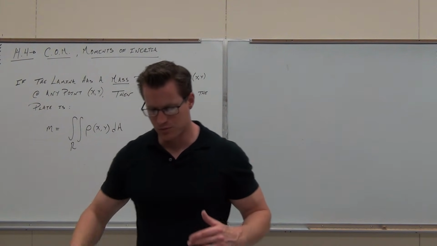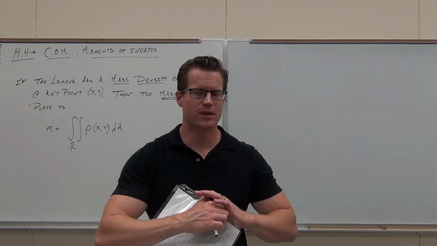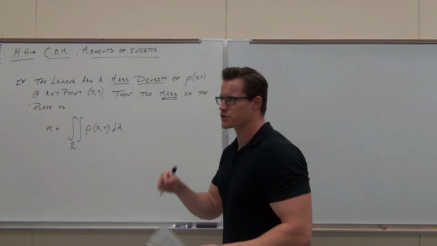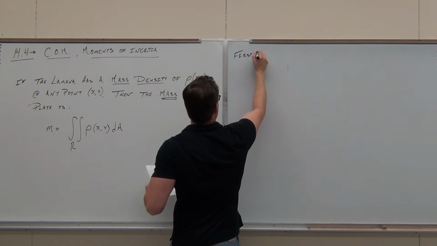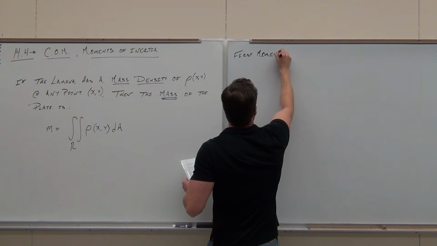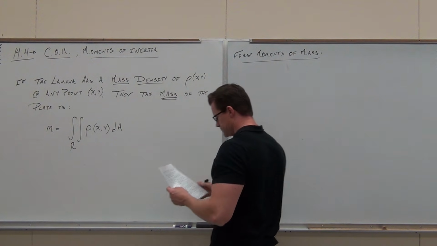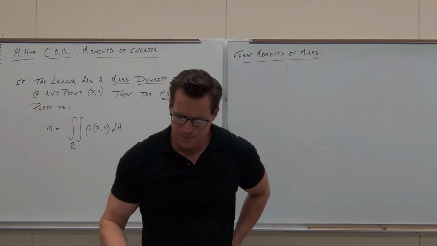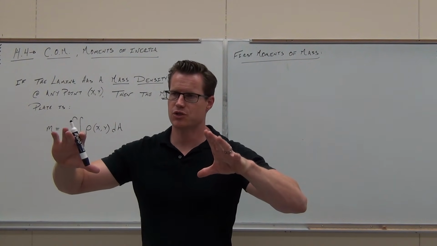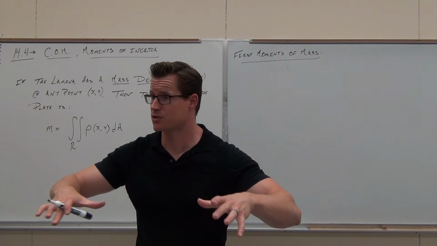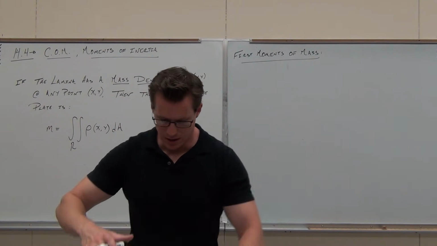So what we're going to talk about is, with this idea, can we find out a couple of things about this? Firstly, we're going to talk about moments of mass. So first, moments of mass. The first moment of mass is the tendency for a lamina to rotate about an axis. And we're talking about the x-axis or the y-axis because this plate is on the xy-plane. So the tendency for this to rotate about an axis.